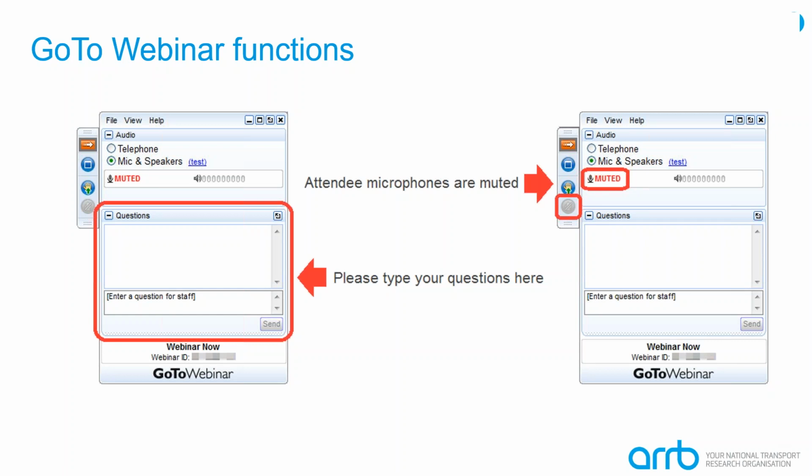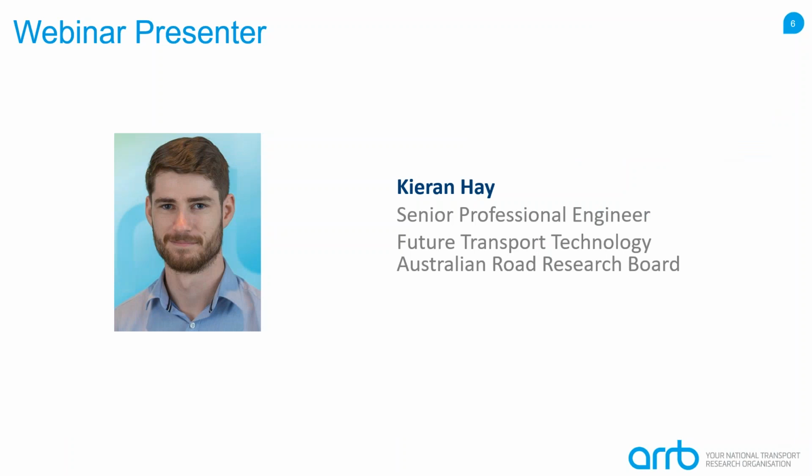So our presenter today is Kieran Hay. Welcome, Kieran. Hi, Rosie. How's it going? Awesome. Great to have you. And I'm in Melbourne. Where are you? So I'm in the Brisbane office today. Good. You found a quiet spot.